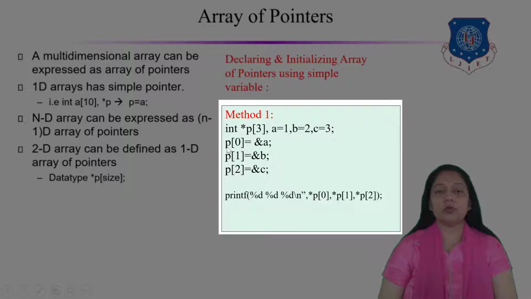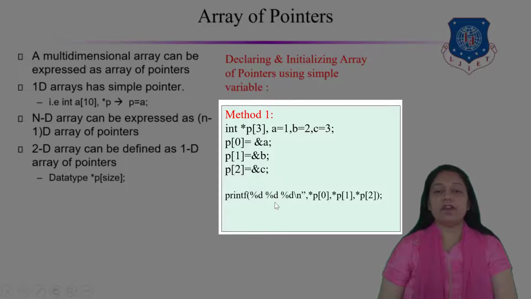For that what I need to do is initialize these pointers. For initializing the pointers, we'll store the address of each and every variable. So p[0], that is my first pointer, will have the address of a. p[1], my second pointer, will have the address of b, and p[2] will have the address of c. Right, so there are 3 pointers here. Each pointer is accessed by the index. The index starts with 0 and each pointer has the address of one of the variables.